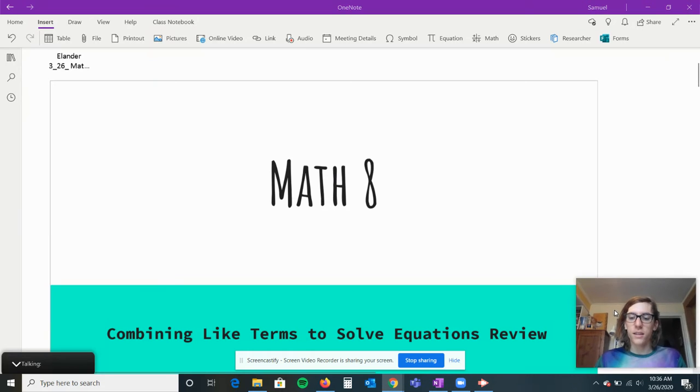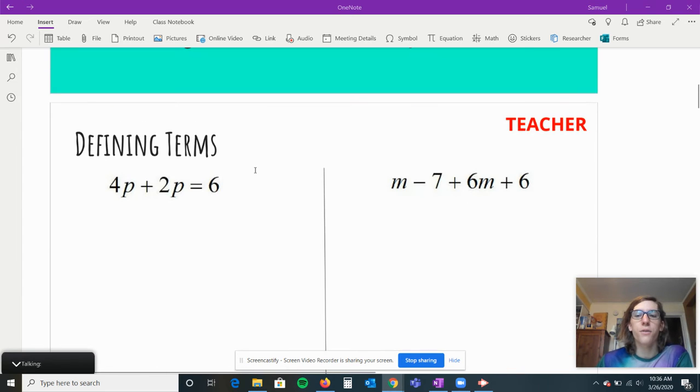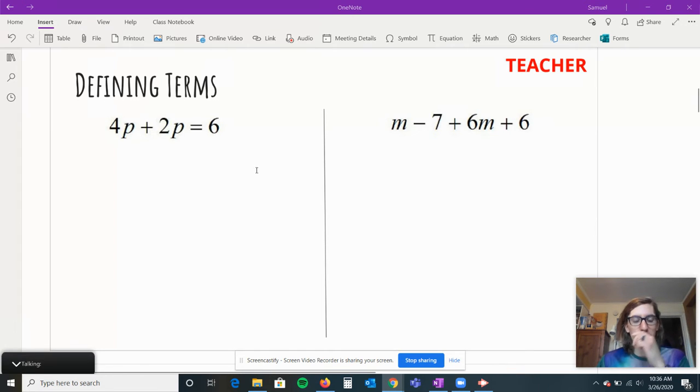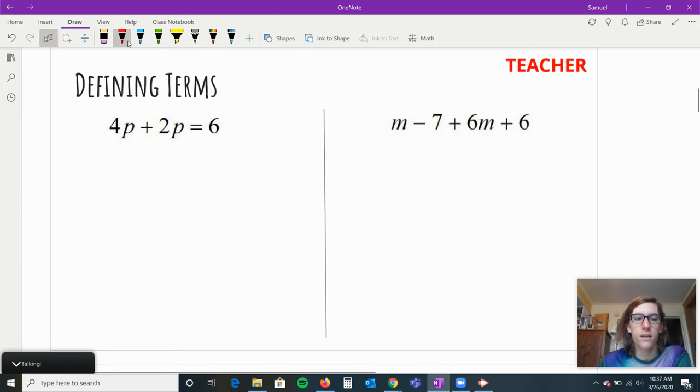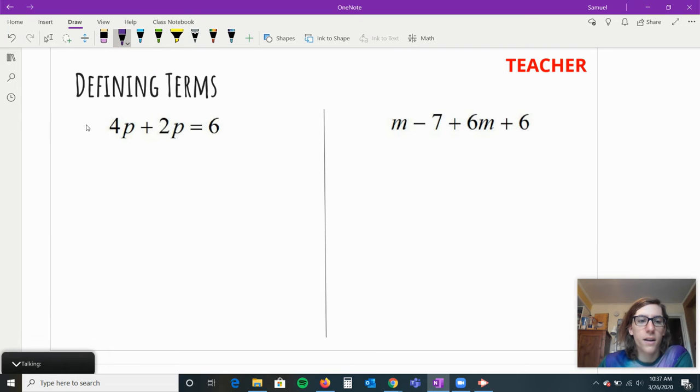Hopefully you can see the screen here. And let's have at it. Okay, I'm going to be moving kind of quick today. If you need to pause the video or slow it down, feel free to, okay? That's the nice thing about having this recorded, you can repeat it and you can ask questions on it as well. Okay, so I'm just going to go right into this, and if you need to repeat any part, you can. All right, so defining terms.